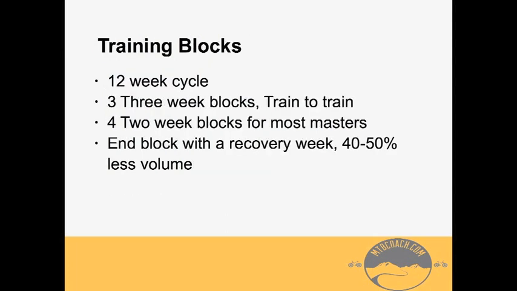So typically a periodic training cycle would include some training blocks. Typically these blocks are 12 weeks long, and in these 12 weeks you have three 3-week blocks, or for most masters, depending on the age, but it could be 45 or 50, maybe even in the 40s, you would be doing four 2-week blocks.